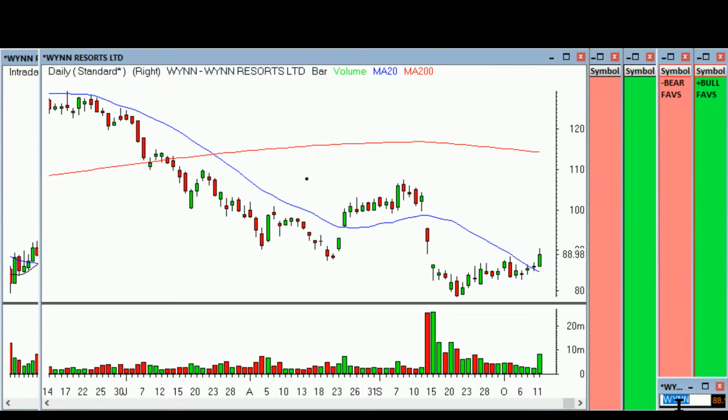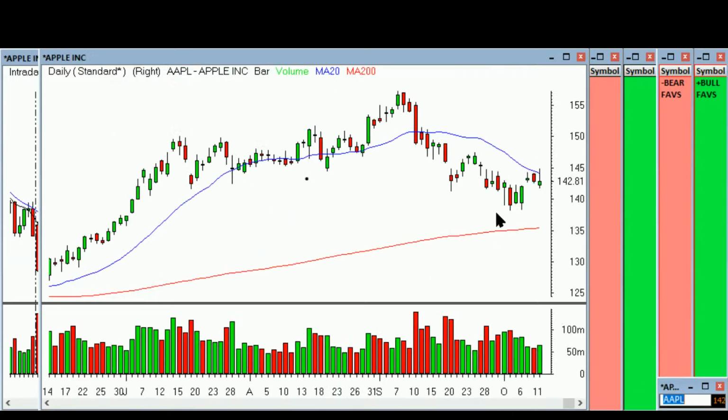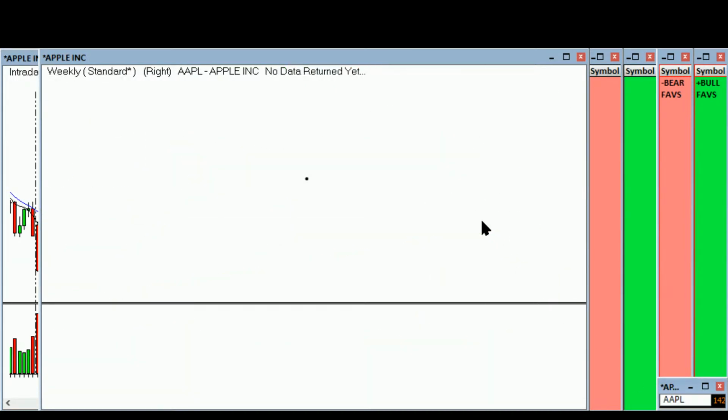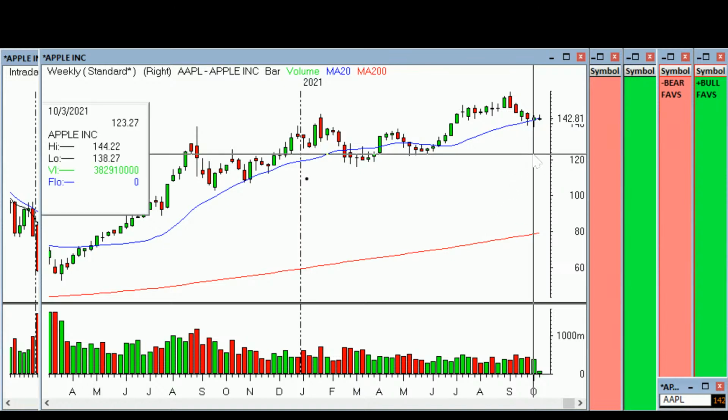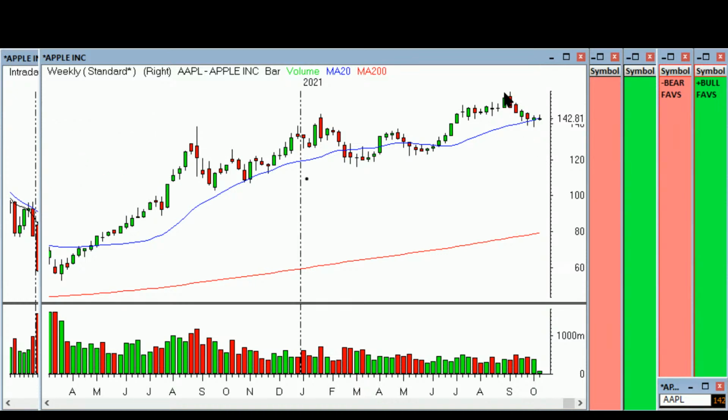All right, and then Apple, a good long at this time? I don't think so on Apple. Look, Apple is good if it can take out 144.22. It already, I believe, did today. It got to 144.81, meaning it did trigger a weekly buy setup. But look, I wouldn't do Apple. I wouldn't do a market stock if you don't like the market as it is. So I don't think so on Apple.